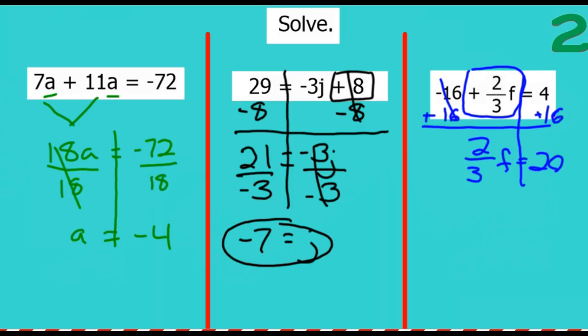Now we have a fraction. So our second step is going to have to be the reciprocal of this fraction. We're going to multiply by 3/2 on both sides. So 1 underneath there. So we get f equals 20 times 3, which is 60, over 1 times 2, which is 2. f equals 30.